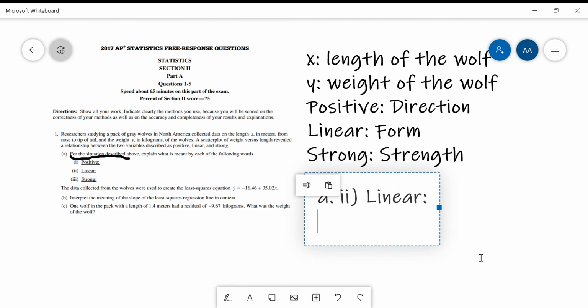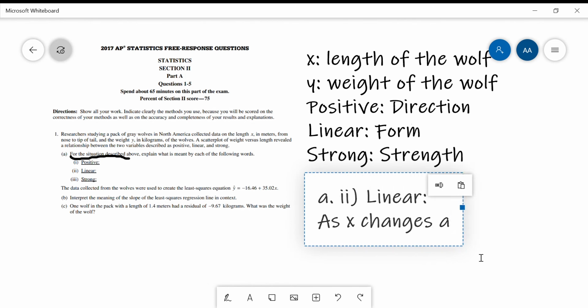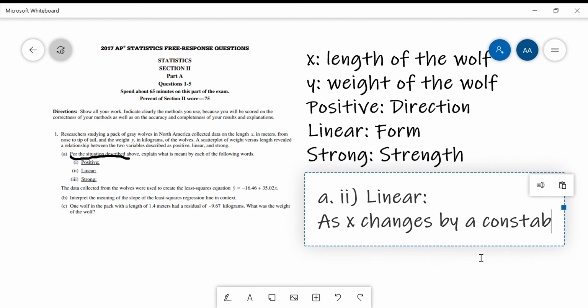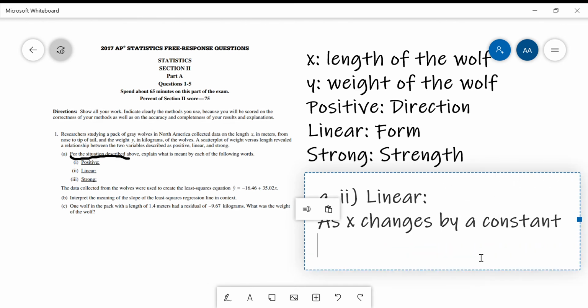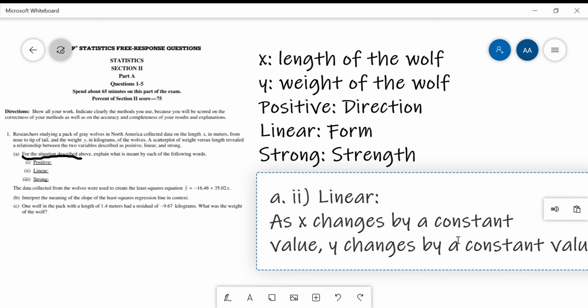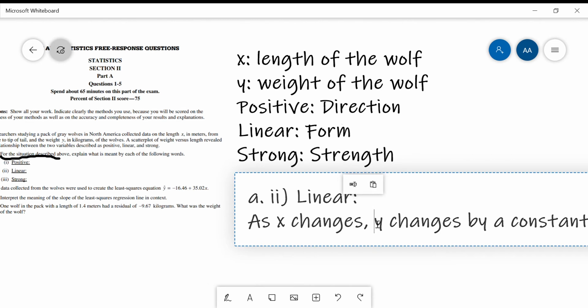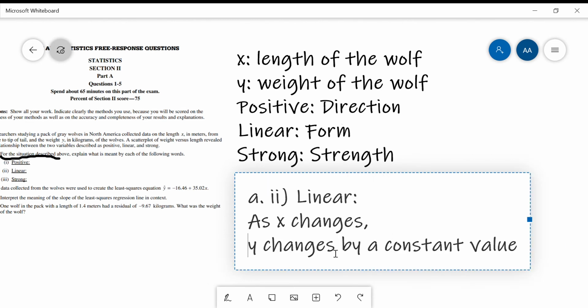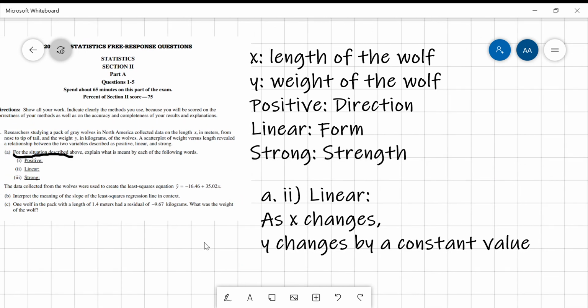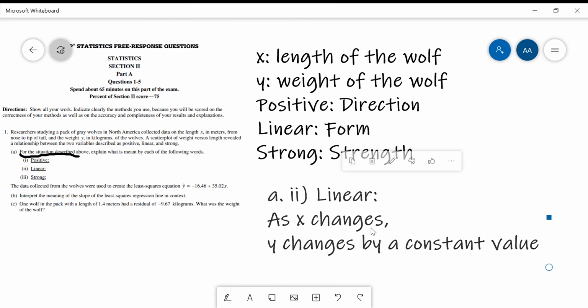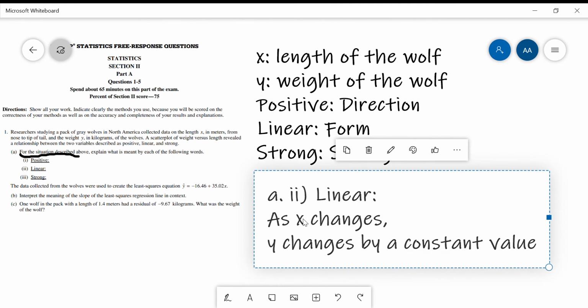Assuming you've given it a go, linear means that as x changes by a constant value, y changes by a constant value. And you could actually, I think it would be better to just say as x changes. Sorry for adding all that extra stuff. But that would be good enough if we were considering it out of context.